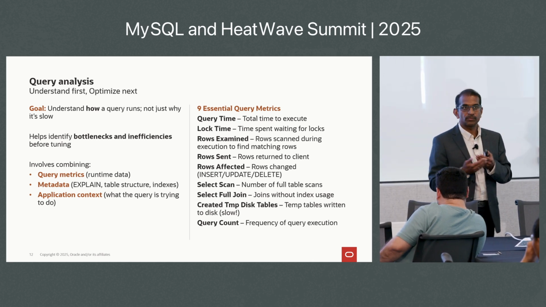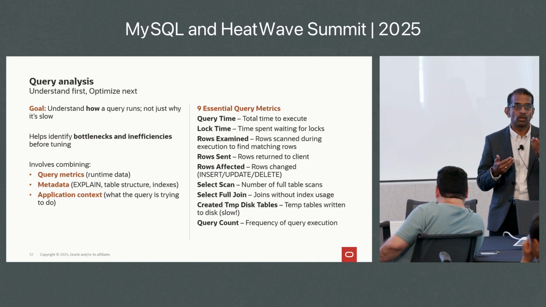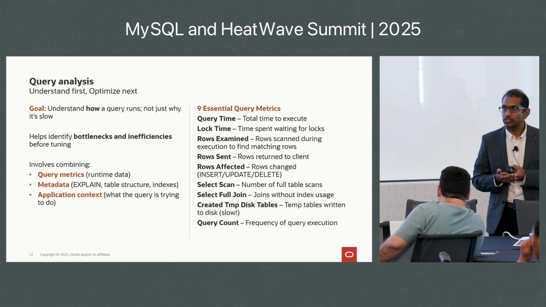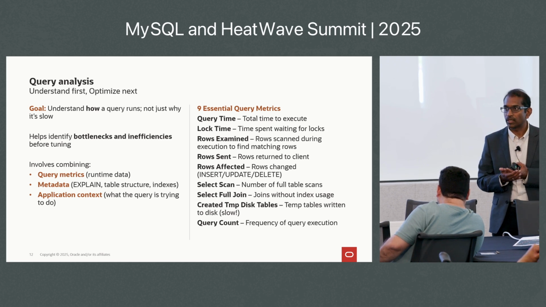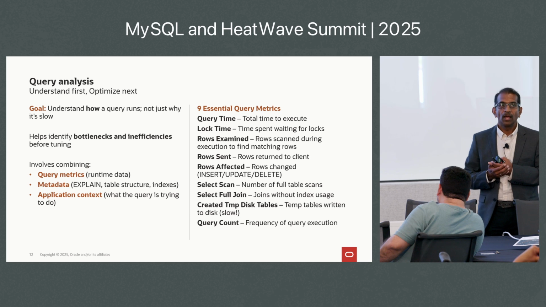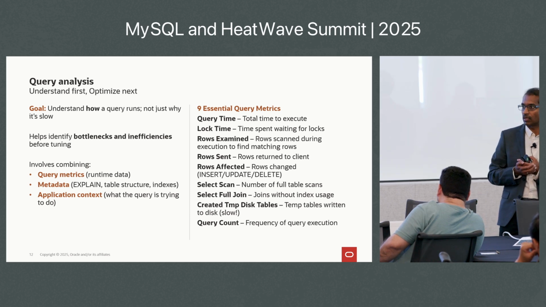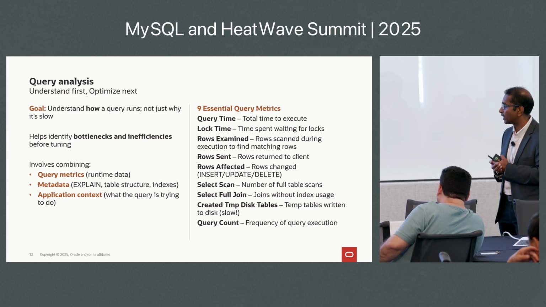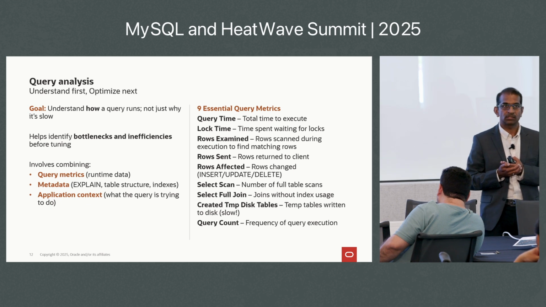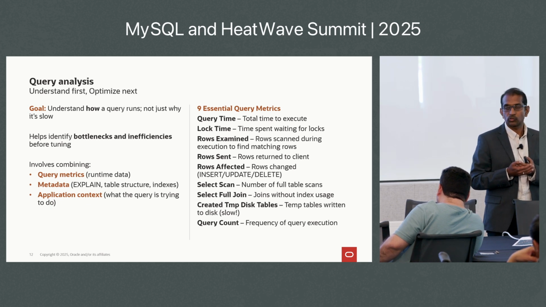Now, how do I get all these metrics? All these metrics can be made available by looking at the performance schema, or all these tools that MySQL exposes. We'll look at that later, but then you also have the metadata in the form of the explain plan or explain analyze, which tells you the table access structure, access patterns, indexes, and so on and so forth.